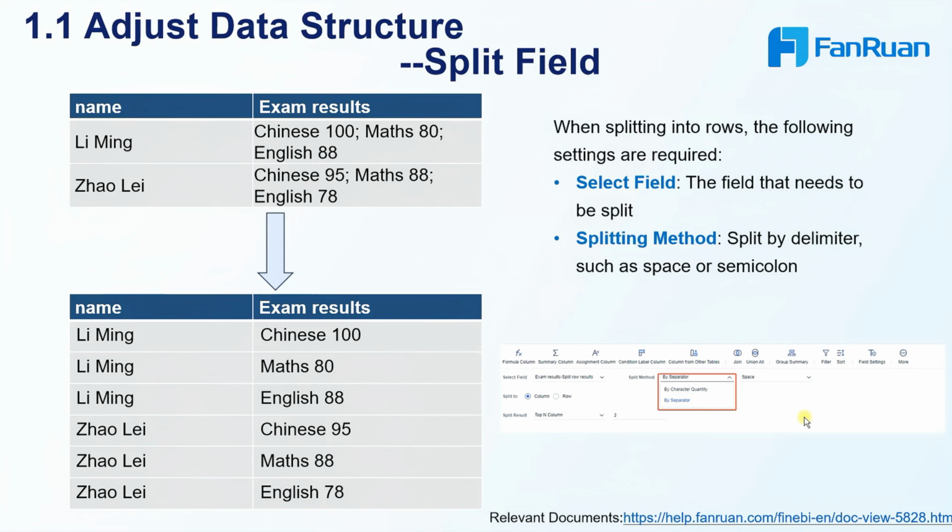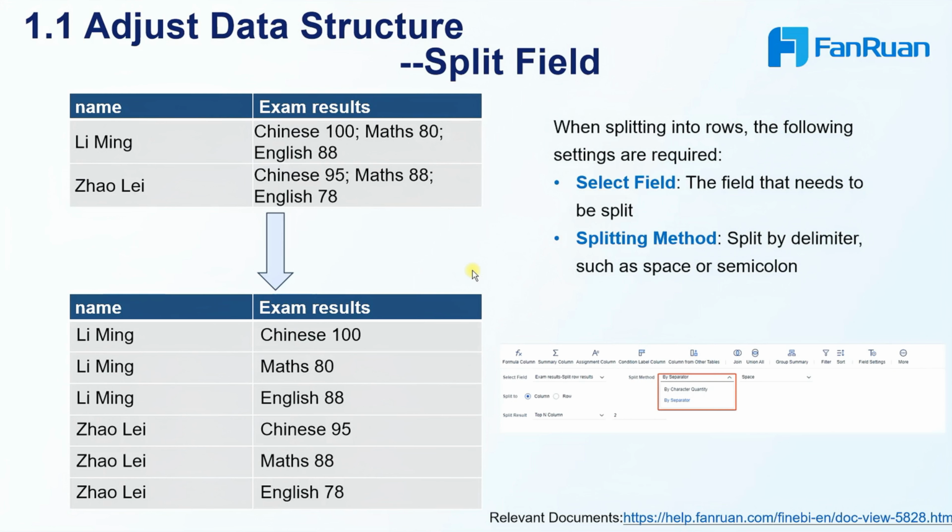At this point, I might not have a very clear idea of how I want to restructure the data, but I do know that at least Chinese, Math, and English need to be separated. To handle this, we can use the split field function and choose to split it by rows. The process requires two settings. First, select the field to split. You need to tell me which field to split. Second, choose a delimiter for splitting. You can split by spaces, semicolons, or other characters like slashes. After setting the delimiter to space, the result would split Chinese 100, Math 80, and so on into separate rows.